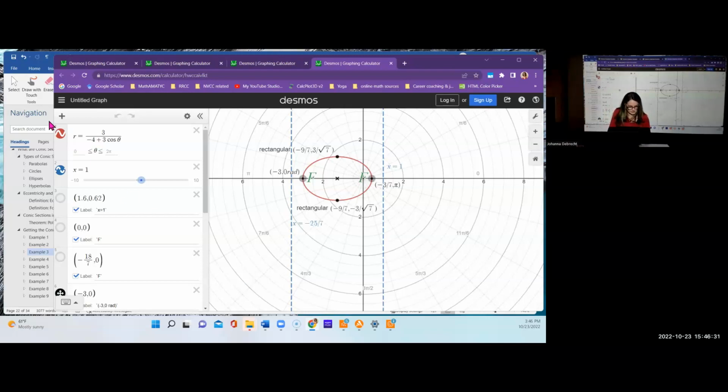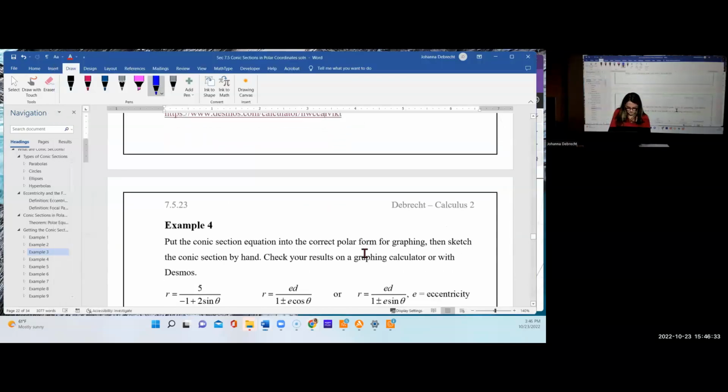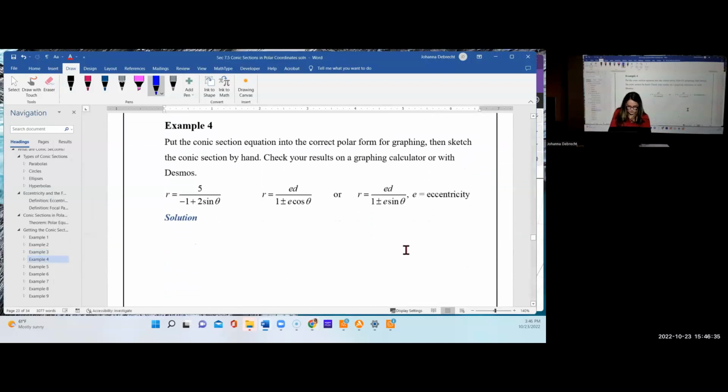All right, let's take a look now at our next example. This is example 4. We have 5 divided by -1 plus 2 sine of theta. It is a 1, but it's a -1, and that is not allowed. So we're going to multiply numerator and denominator by -1. And -1 divided by itself is, of course, still 1. So now we have the equation r equals -5 divided by 1 minus 2 sine theta.